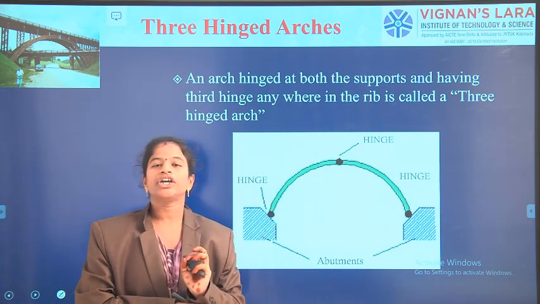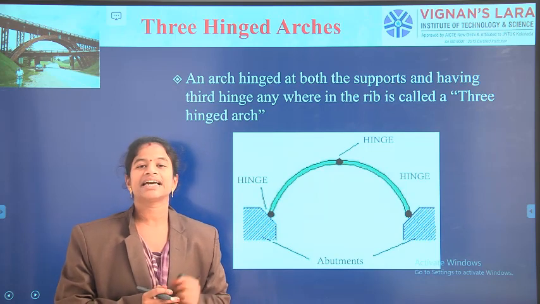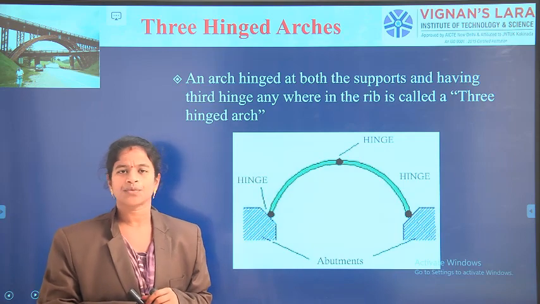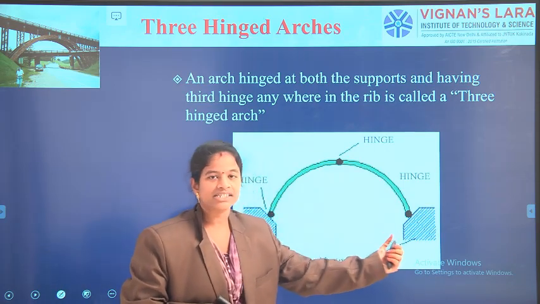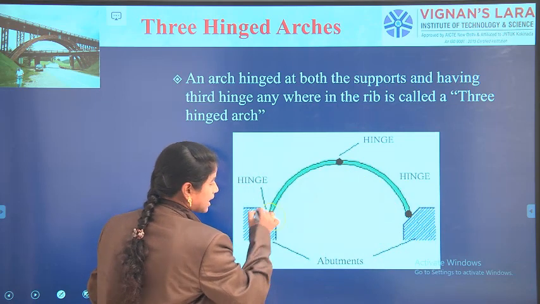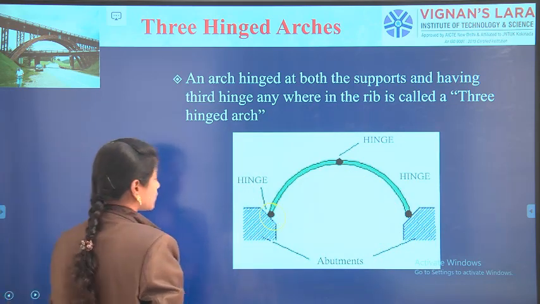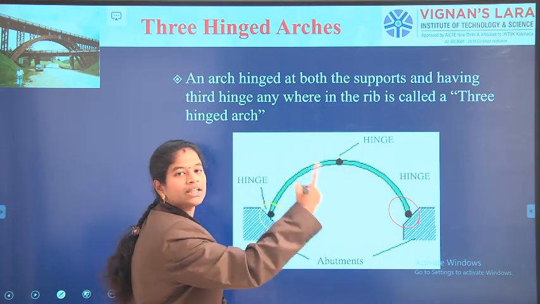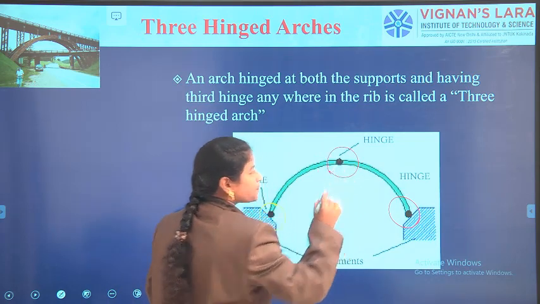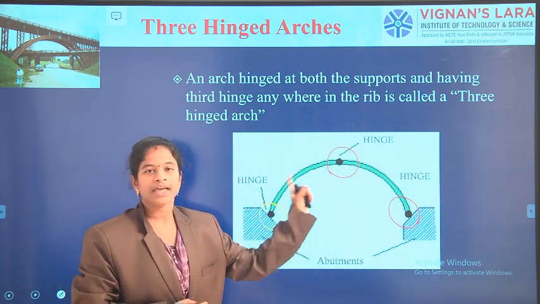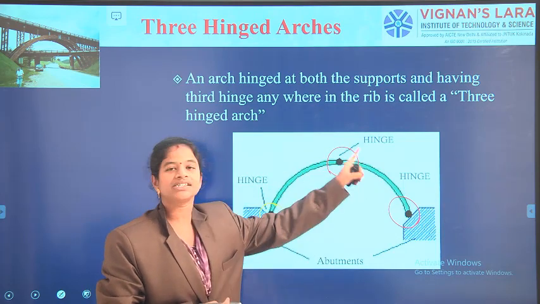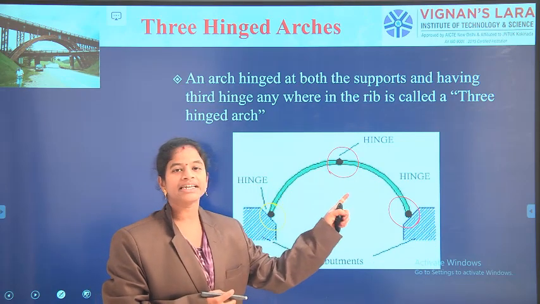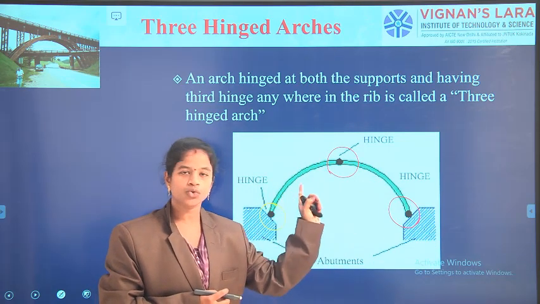Now we are going into the first type of arch, that is the three-hinged arch. We have already gone through the introduction of the three-hinged arch, right? In this three-hinged arch, we can observe a hinge at this point, at the support, another hinge at the other support, and in between these two, another hinge on the rib of the arch, maybe at the center or maybe not at the center. So this third hinge is on the rib in between the two supports, right?